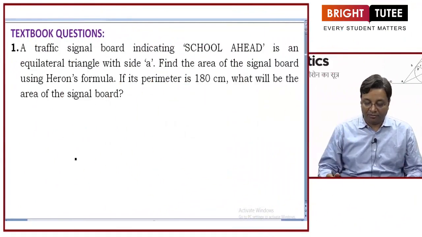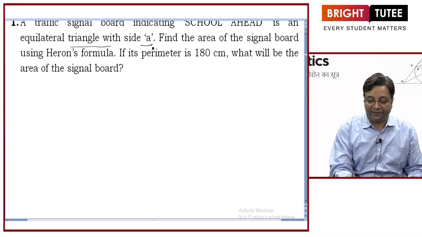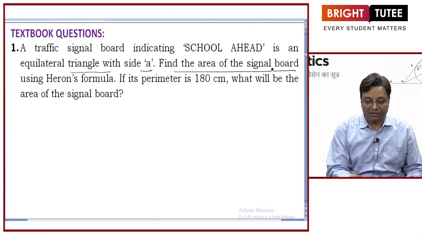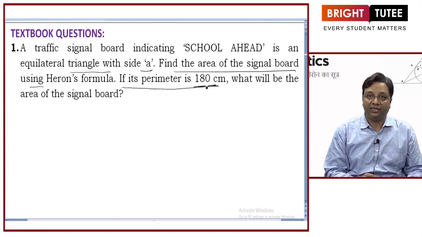A traffic signal board indicating school ahead is an equilateral triangle with side A. Find the area of the signal board using Heron's formula, if its perimeter is 180 centimeter.